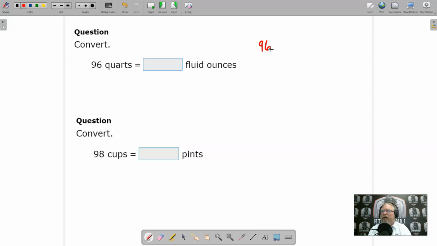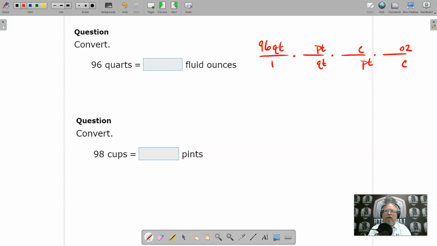So let's start 96 quarts over 1. And I want to go to ounces. Quarts down here because it's up there. I want those to cancel. Let's go from quarts to pints, right? And then I'm going to go from pints to cups. And then I'm going to go from cups to ounces. So now fill in all my numbers.